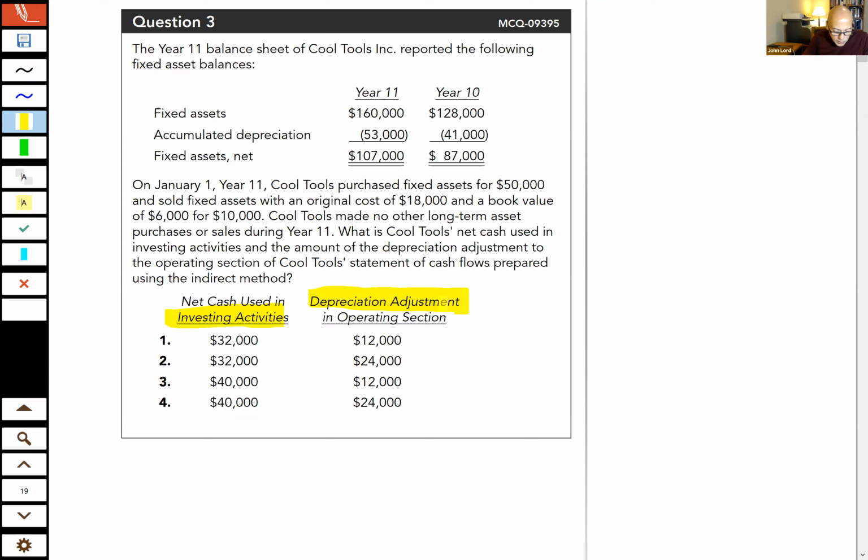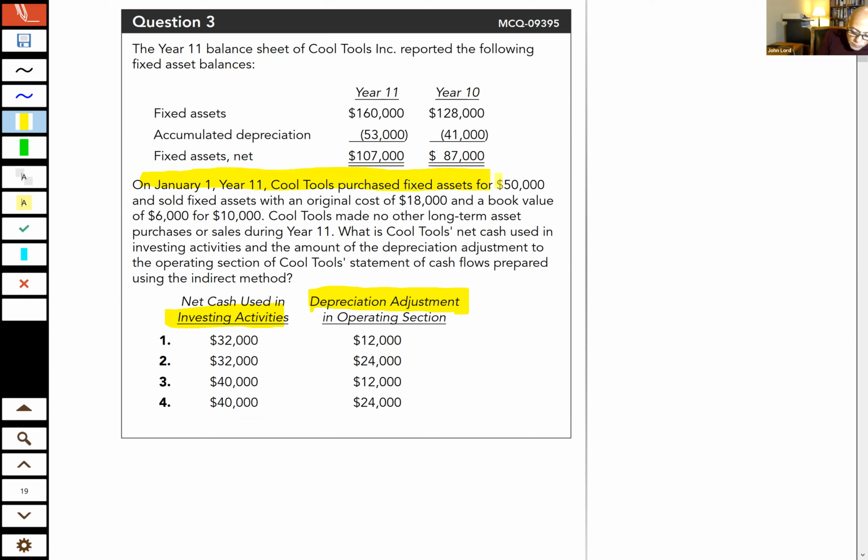Because you could easily think they're asking you for the cash provided by operations if you didn't read carefully. But no, they're just asking for the depreciation part, the A in CLAD, amortization, depreciation. But if I'm working this question on the exam, I'm going to do what goes in the investing section first.